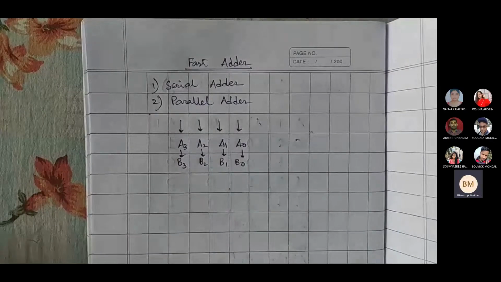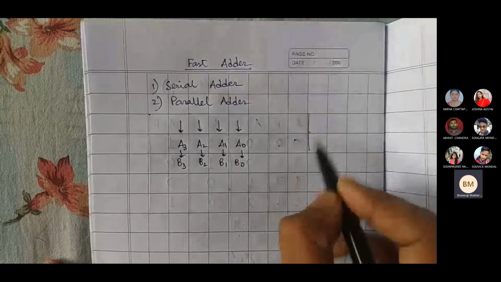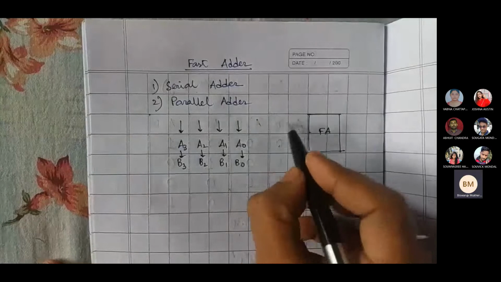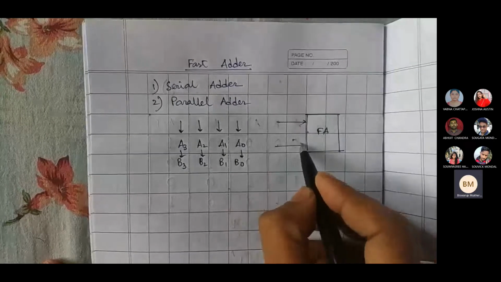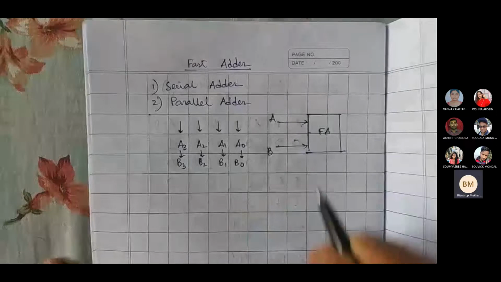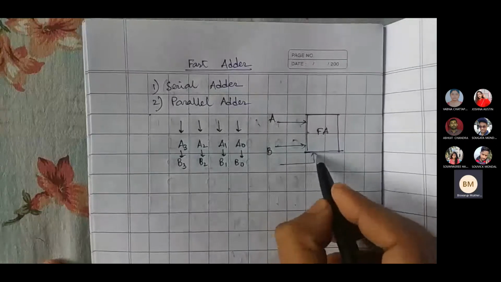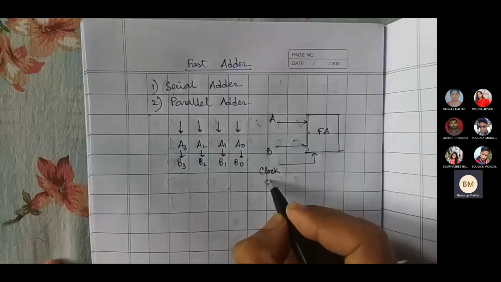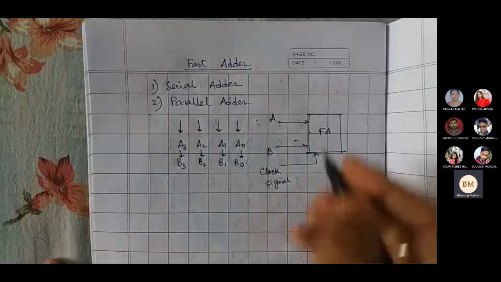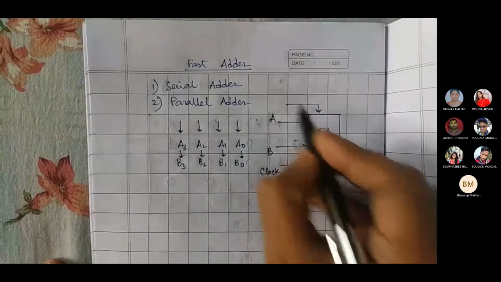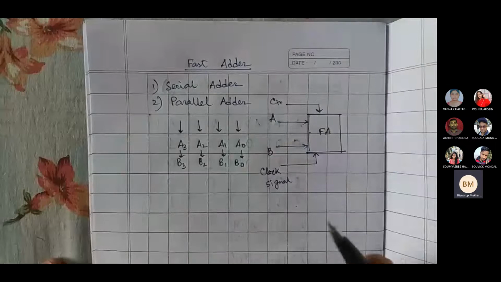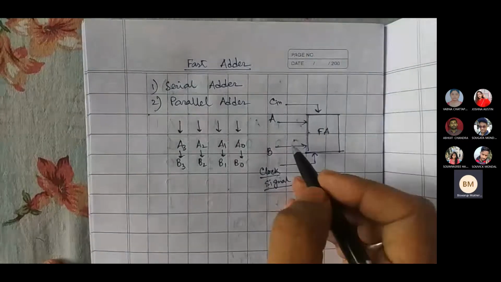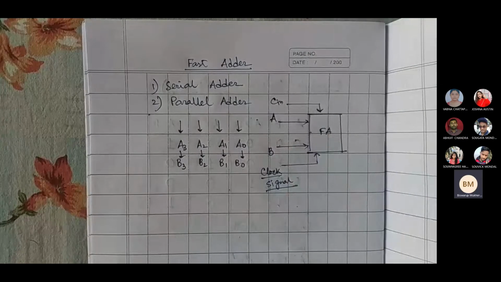For serial addition, we have only one full adder, and there are 2 lines: one is the A line, one is the B line. Obviously there is a timing signal called a clock signal, along with maybe a previous carry, so carry in can be there. The clock signal is a kind of timing signal. What a timing signal is, we'll be discussing further.